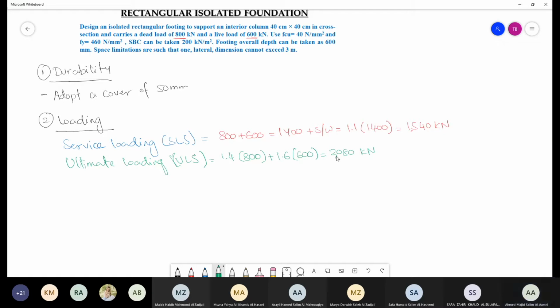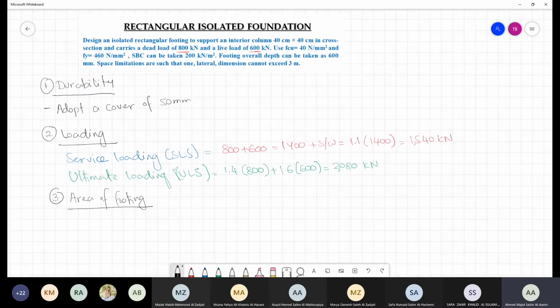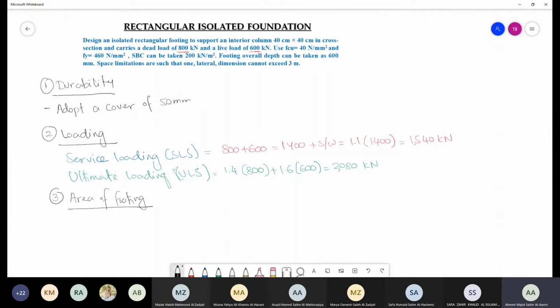and another one which will be used for the bending, area of reinforcement and shear. Now, after we finish the loading, we are going to go for our area of footing. When it comes to the area of the footing, if we read the question, you will see that we need to design an isolated rectangular footing. The type of footing has been given, and it says you need to support an interior column, which is 40 centimeter by 40 centimeter in cross section.